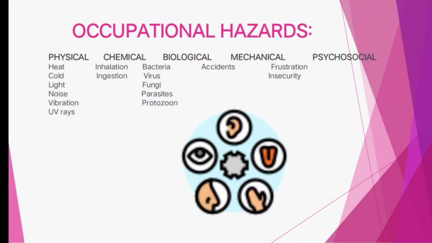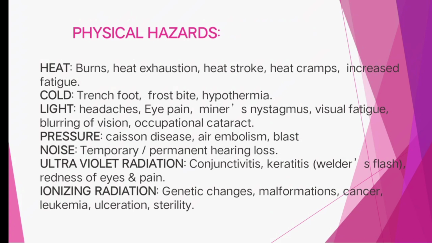Physical hazards: an individual working in extreme heat, cold, light, noise, vibration or UV rays. The chemical occupational hazards are inhalation or ingestion of chemical substances in any factory. Next is biological, which comprises bacteria, viruses, fungi, parasites and protozoa, especially in the medical professions. Mechanical is accidents. Psychosocial is frustration and insecurity of the job. Next we'll see about the physical hazards.